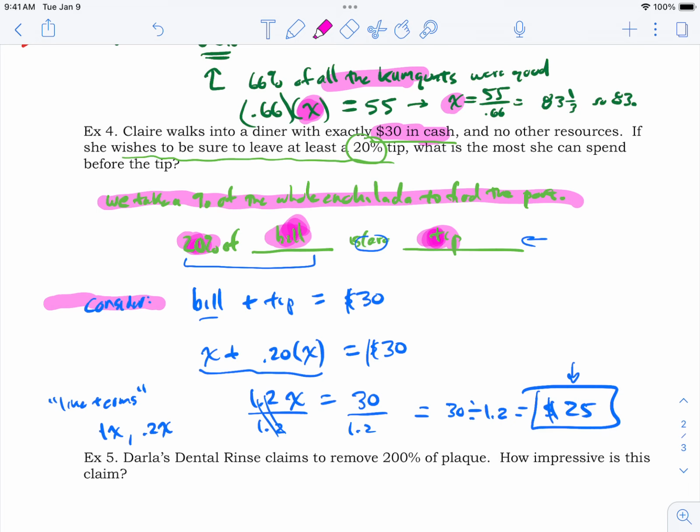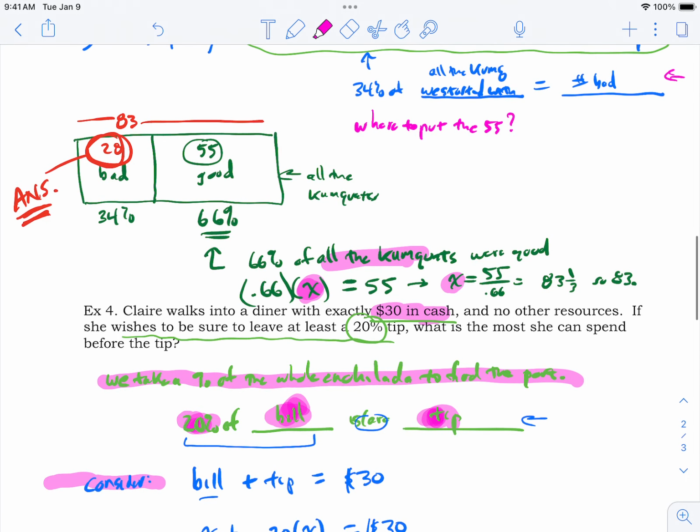And so you had to come up with some other angle on the problem. So, think of another equation. Here it was, well, the bill and the tip are going to add to 30. What was it on this one? It was like, well, the good ones and the bad ones add up to 100%. Something like that.